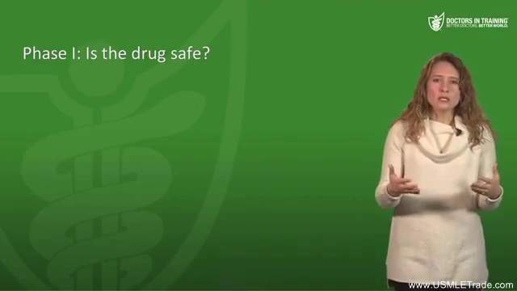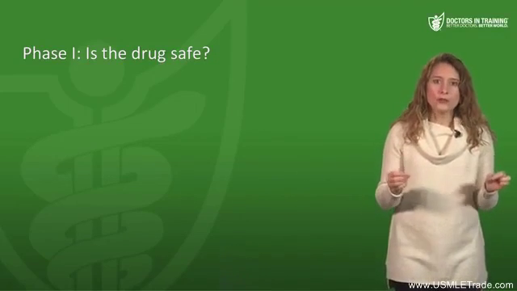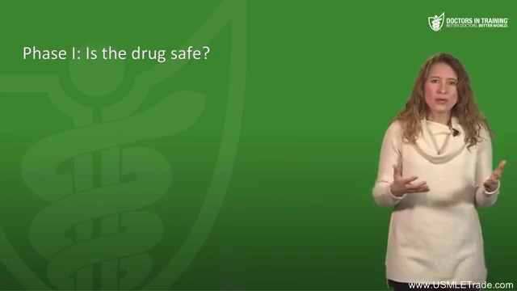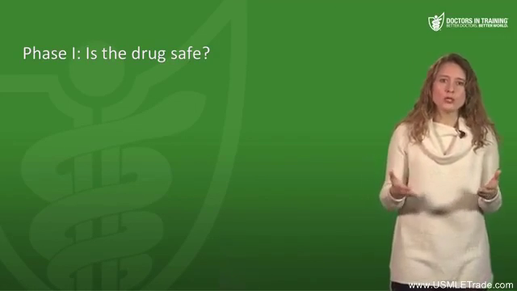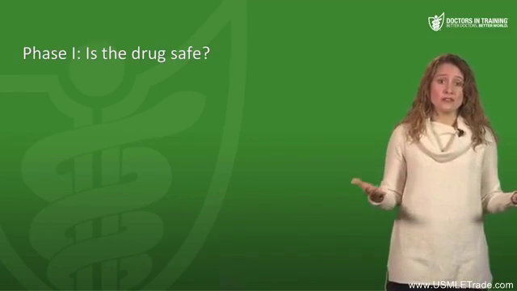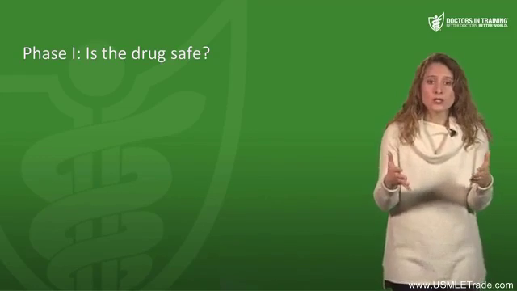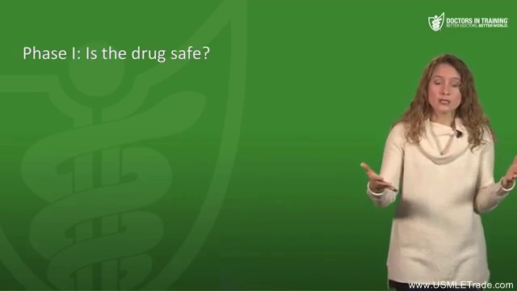In phase 1 of a clinical trial, you're giving the drug to healthy volunteers in order to determine if the drug is safe and what the pharmacokinetics of the drug are. So in phase 1, you want to know if the drug is safe in healthy volunteers and how a healthy body handles that drug. So phase 1 determines if the drug is safe by looking for toxicities.